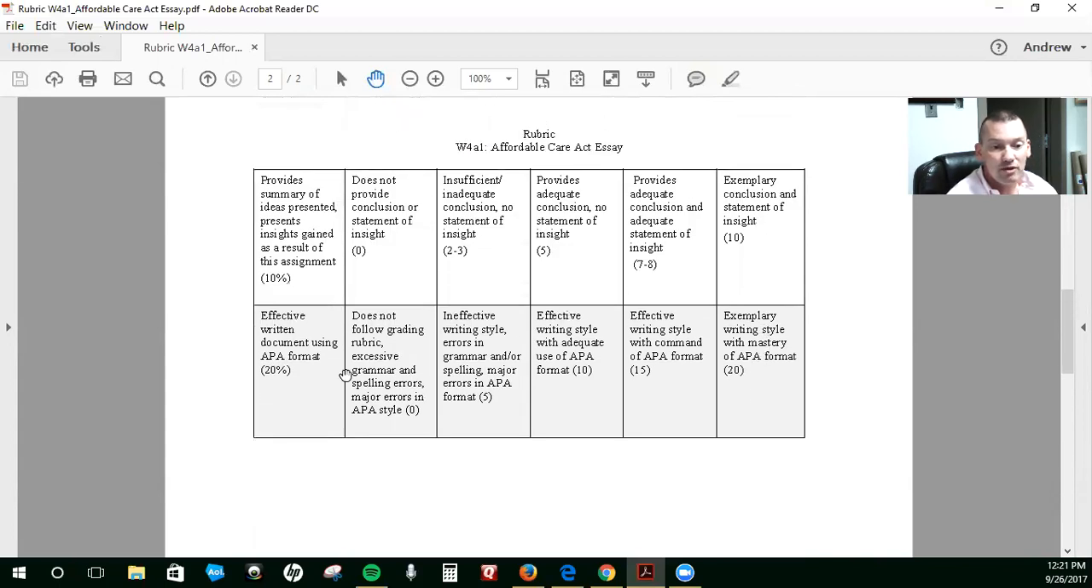And then at the bottom, using APA. Well, that's what this is all about. So I hope that clears up some of the questions you might have had about writing a paper using a rubric and using APA.